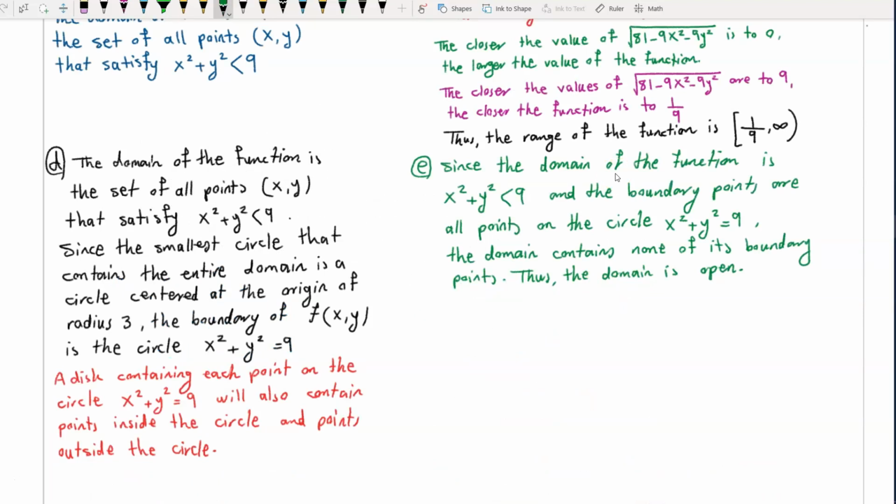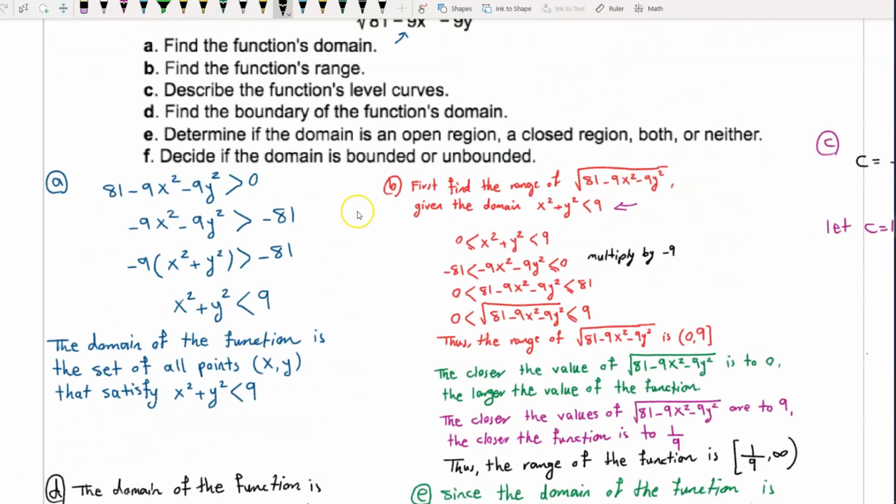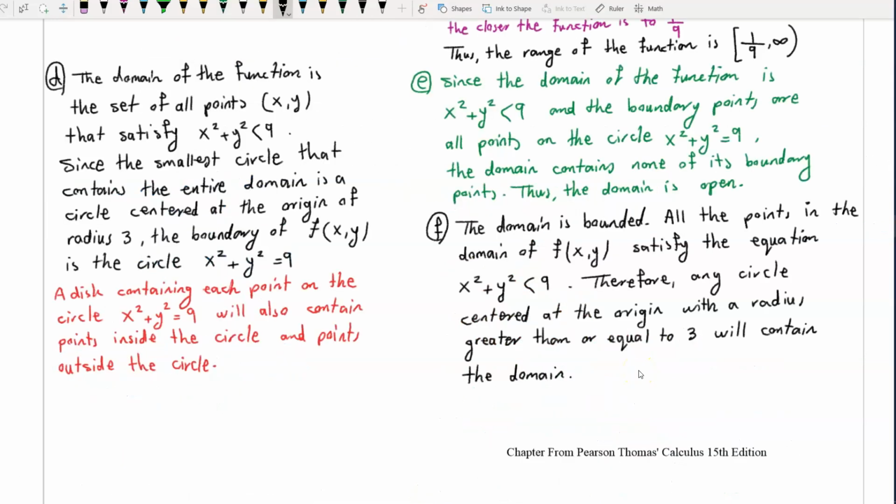Since the domain of the function is x squared plus y squared less than 9, and the boundary points are all points in the circle x squared plus y squared equal to 9, the domain contains none of its boundary points, and this means the domain is open. Part F, decide if the domain is bounded or unbounded. The domain is bounded, so all the points in the domain of f of x, y satisfy the equation x squared plus y squared less than 9. So any circle centered at the origin with radius greater than or equal to 3 will contain the domain.